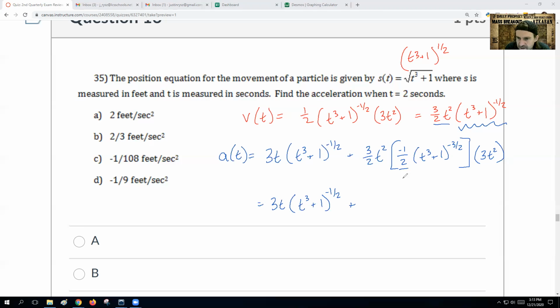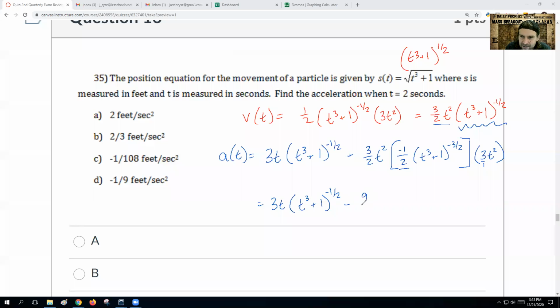All right, so we'd get 3t times t cubed plus 1 to the negative 1/2 power plus, okay, let's see, we can multiply. Actually, that'd be minus now. We got 1/2 times 3/2 times 3. All right, so let's see what's on top. 3 times negative 1 times 3. That'd be negative 9. I've already got the negative sign there. Let's clean this up. Too much scratching out.